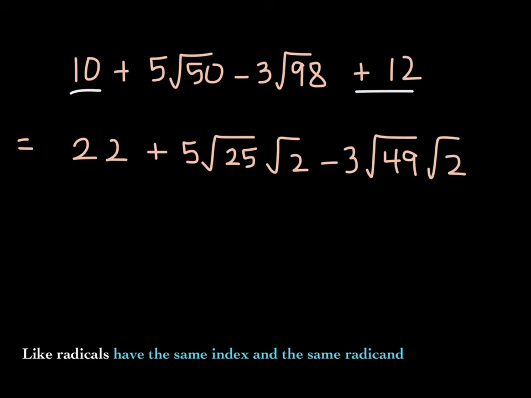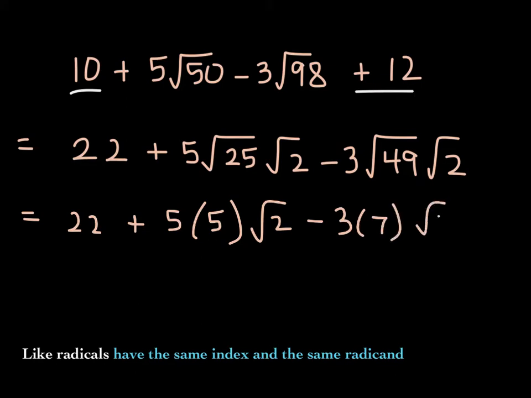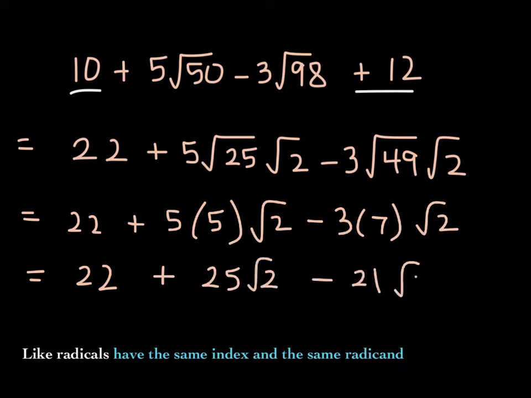So what we have then is 22 plus 5 times 5 times the square root of 2 minus 3 times 7 times the square root of 2. Or 22 plus 25 root 2 minus 21 root 2. There, you can see hopefully now that this radical expression and this one here are considered like radicals. They have the same index. The indices have been the same since the beginning, right? But now the radicands are the same, 2 and 2.